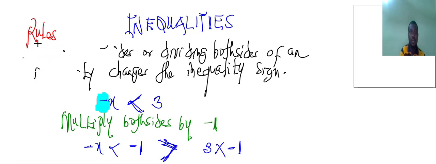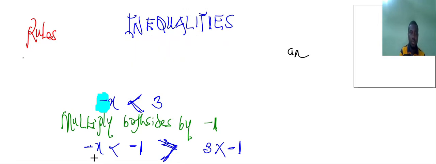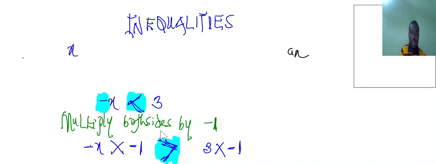We now have a situation whereby, multiplying both sides by -1, minus x times -1, 3 times -1. The inequality changes from less than to greater than. Definitely all this we'll see while solving questions, but it's important to explain them. So minus x times -1 obviously becomes x. Then we have greater than 3 times -1, -3. We can have a situation in that manner.